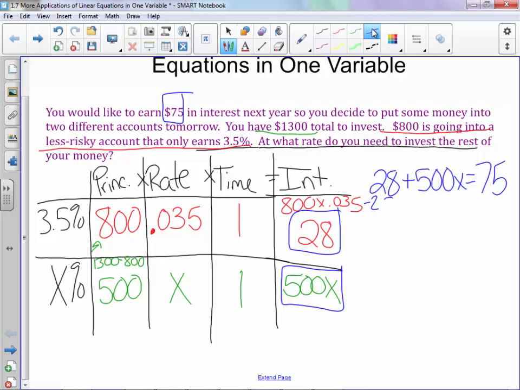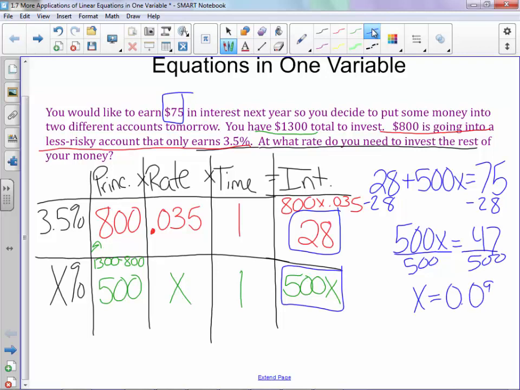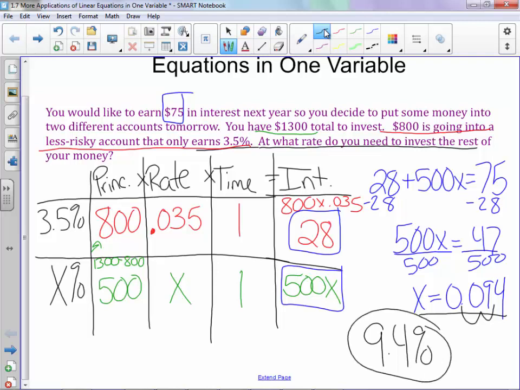Solving this, subtract our 28 from both sides. We'll get 500x equals 47. Divide by 500. And if you need help with any of these divisions, you might want to ask your group tomorrow. And now notice, this is as a decimal, we need to change it to a percent and move it 2 spots. So we need to invest it at 9.4%. Notice once you've got the table set up, it's not very hard. The hardest part with these is the table.